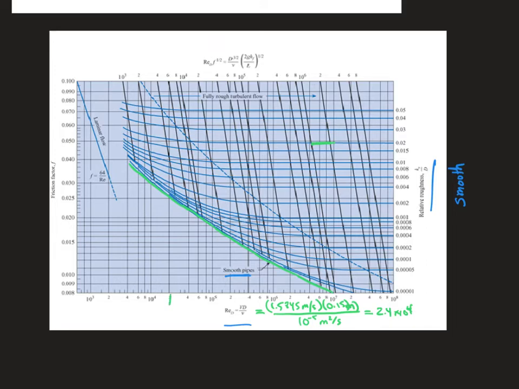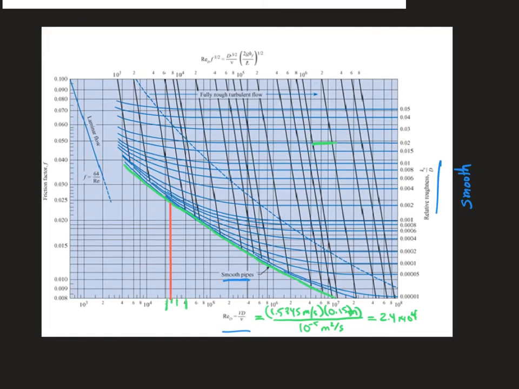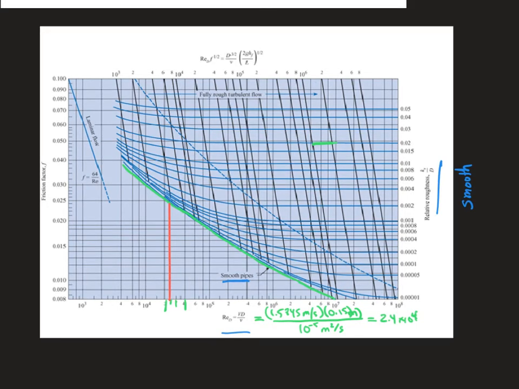So here's 2 times 10 to the 4th. Here's 4. Here's 3. So it's somewhere in the middle here. So I'll go ahead and trace this with red. And we're just going to kind of go straight up from there, like to there or so. And then we're going to bounce over to the left. We're just going to do the best we can. It's obviously not going to be perfect, and don't stress out about that too much. So 0.024 is what we're going to use for F.